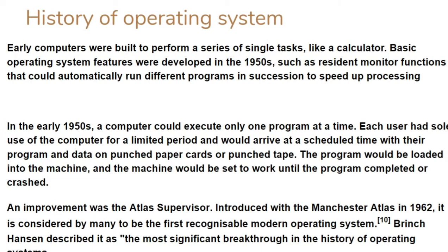So early computers were built to perform a series of tasks like a calculator. Basic operating system features were developed in the 1950s, such as resident monitor functions that could automatically run different programs in succession to speed up processing. In the early 1950s, a computer could execute only one program at a time.